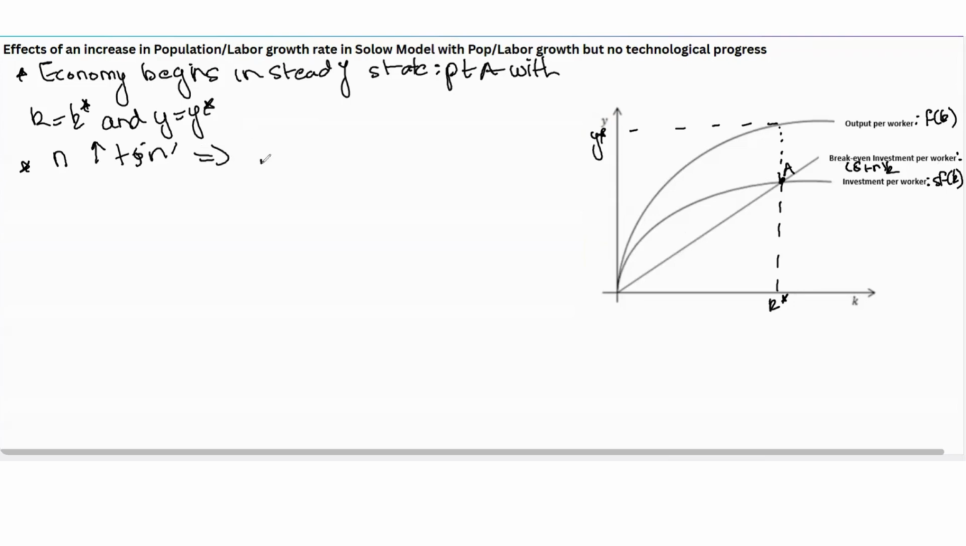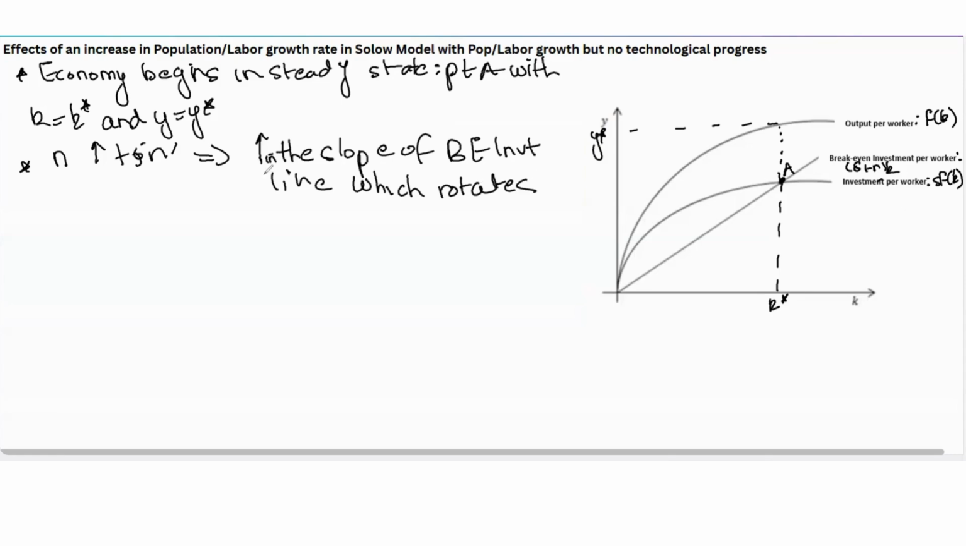So now what this does is increase the slope of our break-even investment line, which rotates upwards. It's not a parallel shift because the slope is changing, right? The slope is delta plus n, so the line rotates upwards. A change in n, or a change in delta, is not going to be a parallel shift because the slope is changing, right?